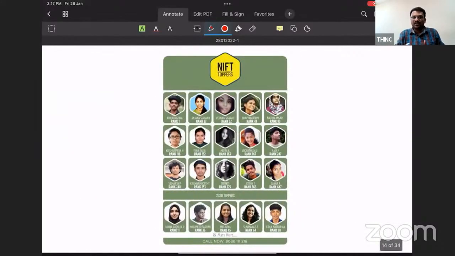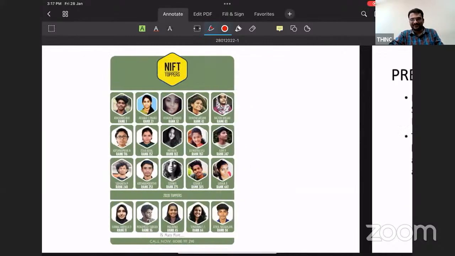Now we will be getting into some constitutional executives and constitutional bodies, all the things that we are going to discuss now. These are all our toppers. Next time I want to see your names also in these things.